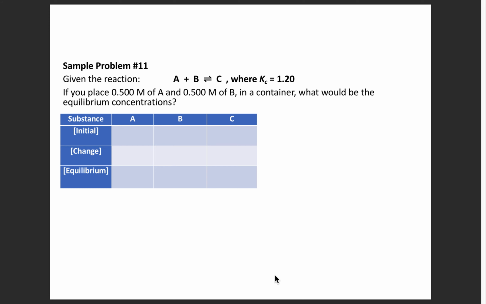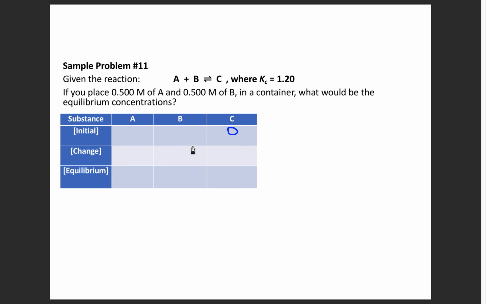Now, for number 11, here is the chemical equation. They just gave you a basic template of a chemical equation: A plus B yields C. They gave us the Kc value, again, 1.2. Now they're asking us, if you place 0.5 moles per liter of A and 0.5 moles per liter of B in a container, what would be the equilibrium concentrations? In this particular case, we're starting with equal amounts of A and B, so you're going to have your 0.5 molar over here and your 0.5 molar over here. And then C, they're not adding any C, so we know that's going to be 0.